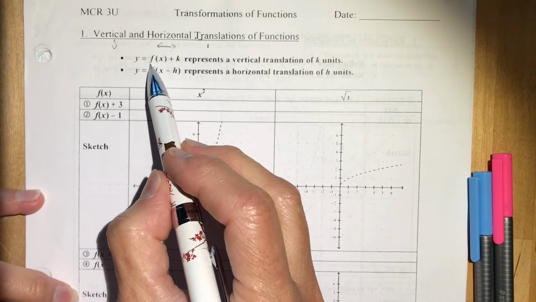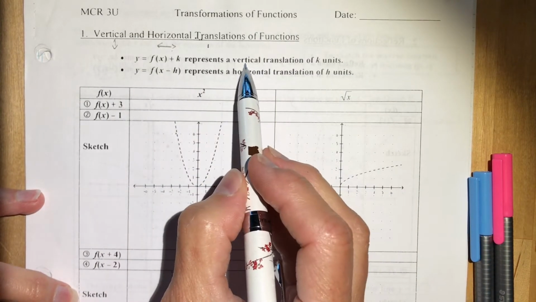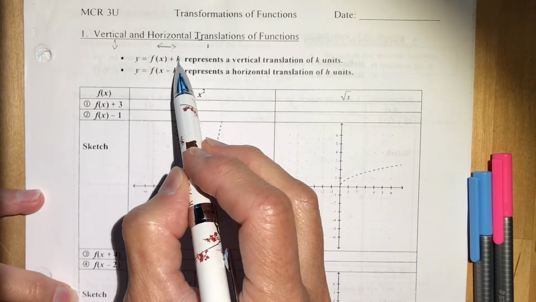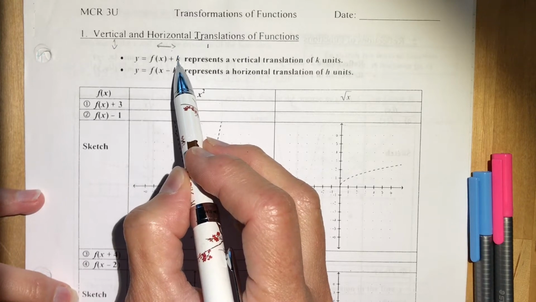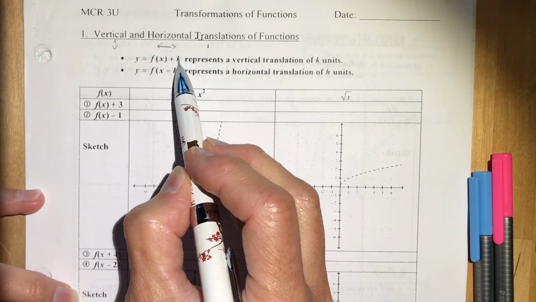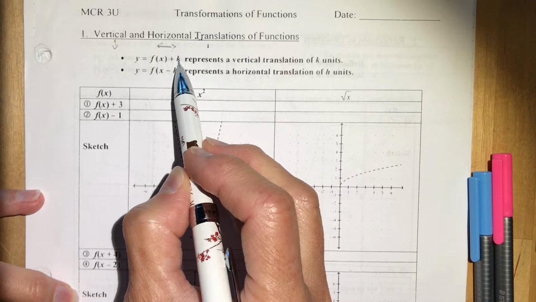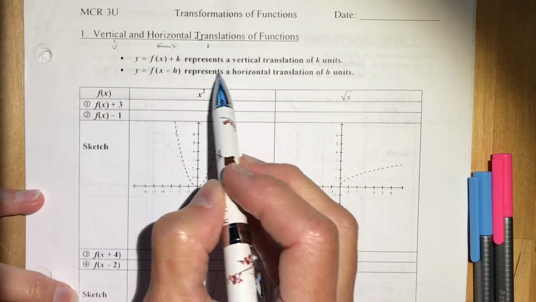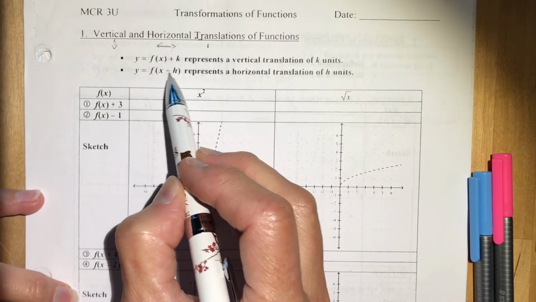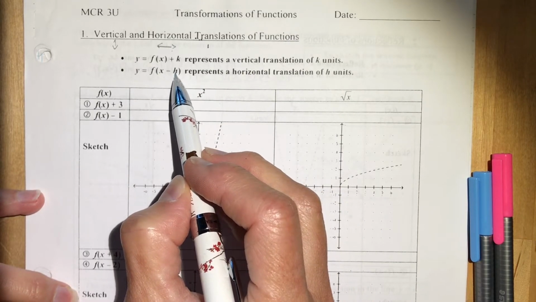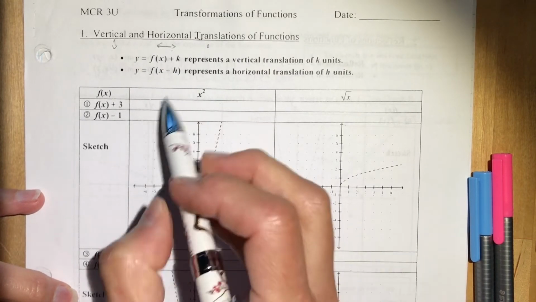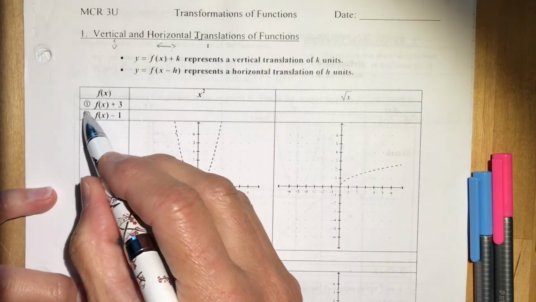So the first transformation we're going to talk about is a vertical translation. It is represented by a K. K means moving up or down: if K is positive, you go up, and if negative, you go down. And the H here is a horizontal translation of H units. Now we're going to talk a lot about how this one works, because this is the one that mixes people up the most. So let's start with the basic vertical translation here.